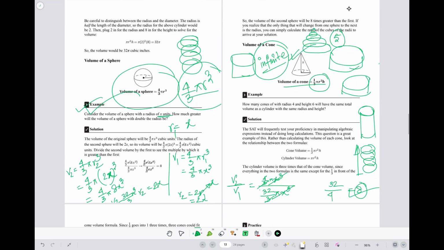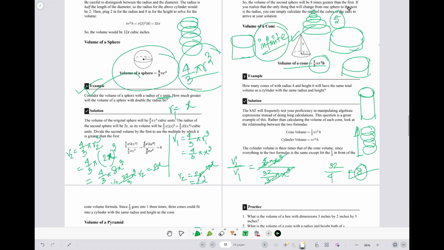I'm just telling you, this is not important. These things are definitely not asked in your SAT test, but I'm telling you for your imagination, to show how to think about problems.